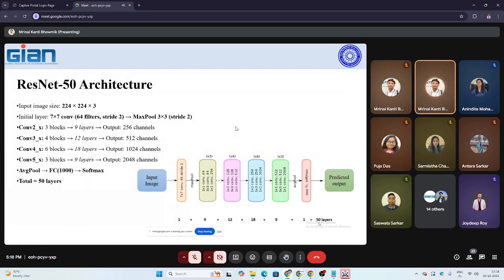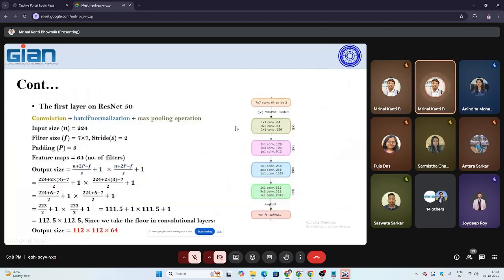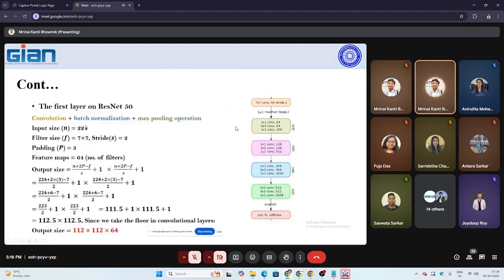Now let me explain how it solves each layer, because in the earlier session you have seen how convolution works. Now I'll be showing how ResNet works in this convolution with this formula: (n plus 2p minus f) by s, plus 1. There is nothing special, just normal convolutions. See here, if you take an input image, it converts to the initial layer, that is 7x7 convolution with 64 filters and a stride of 2. Here is the first layer explanation.